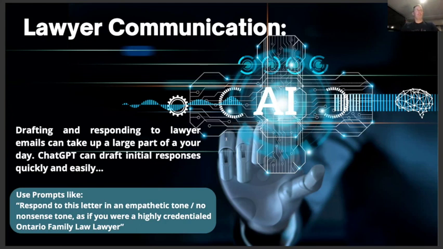So if you just say "respond to this letter," it's not going to give you the specific tailored response that you're looking for. So the more specific the parameters are that you give the AI engine, the better the results you're going to achieve.